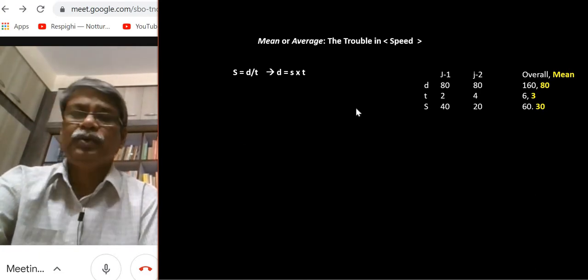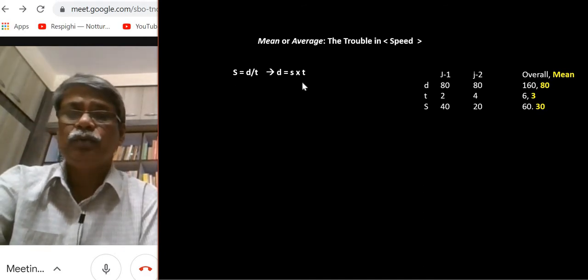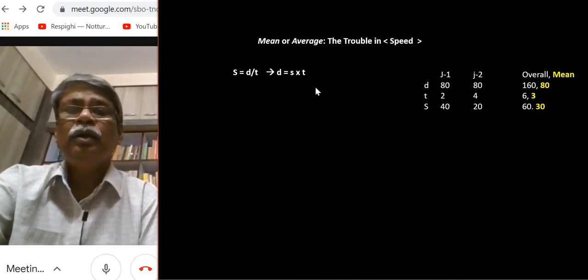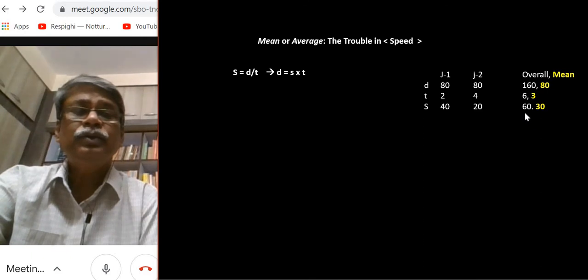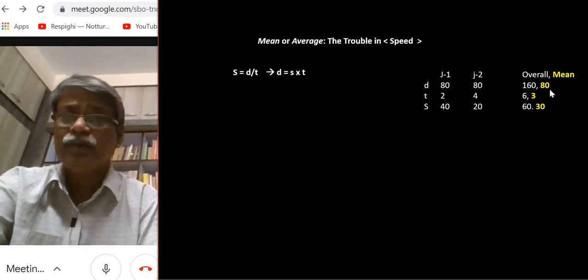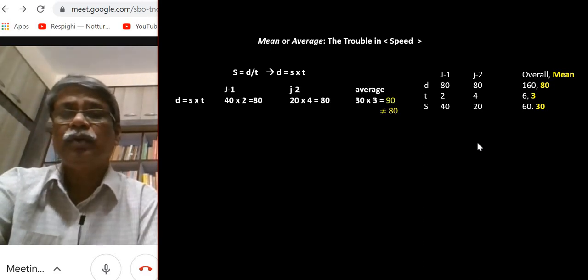Let us get back again to S equals D by T, or D equals S into T. So D is S into T. In general, it should be valid for all the phases and overall and average, every column. So S into T: S is 40 and T is 2, so 40 into 2 is 80. 20 into 4, 80, fine. Then 60 into 6, something is wrong. 30 into 3 should be 80, but it is 90. So something somewhere is wrong in the speed calculation.